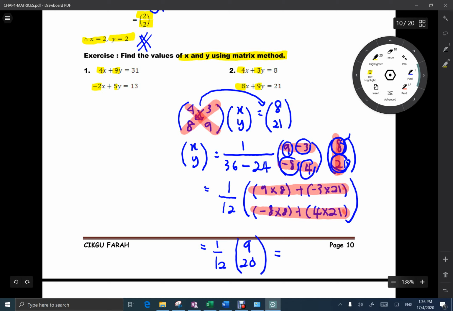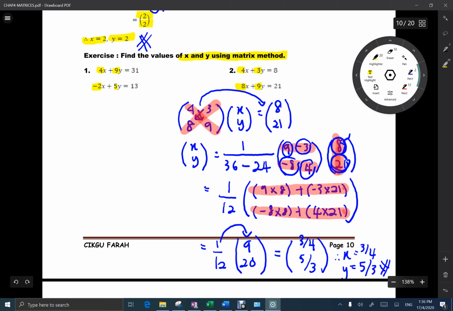Okay, so we solve it. 1 over 12 times 9 is 3 over 4. Okay, 1 over 12 times 20, it's 5 over 3. Okay, and then don't forget to write down the final answer. So therefore, x is 3 over 4 and y is 5 over 3.